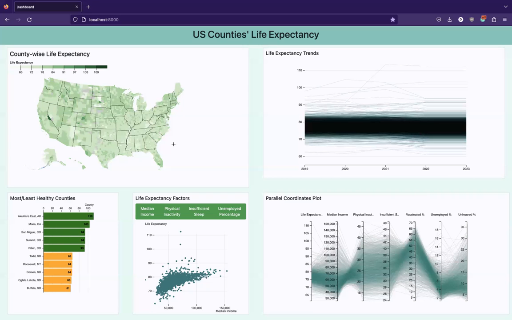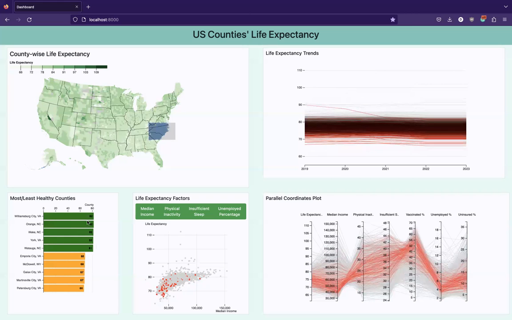Next one is the bar chart plot. Here we are plotting the most and least healthy counties as per their life expectancies. So across the US, these are the top 5 and these are the bottom 5 counties. There is an interesting observation here. We see that 4 out of the 5 least healthy counties are from South Dakota. If we make a selection in the choropleth, the counties in the bar chart change, showing only the life expectancies for those counties over here.